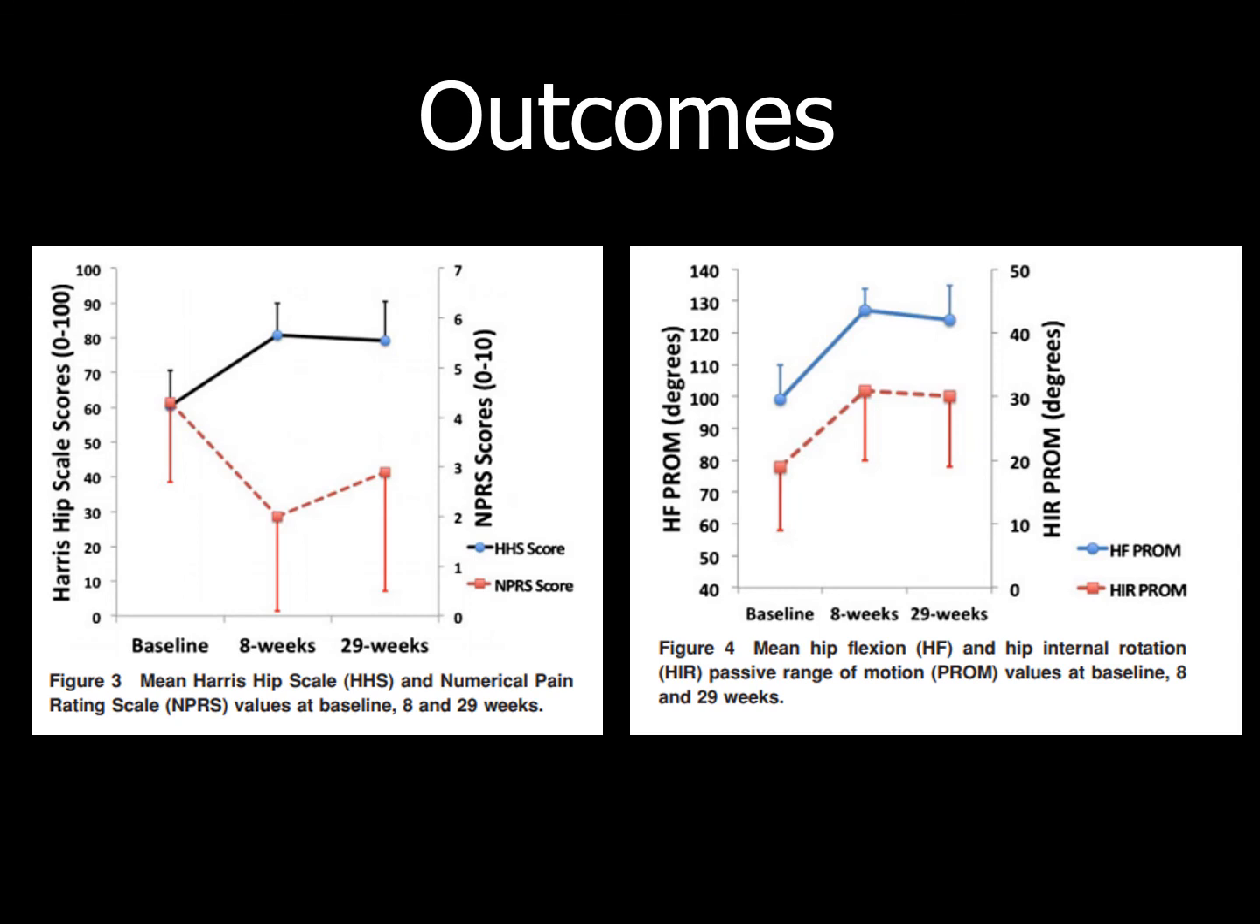The other thing I want to mention is that if you look at the Harris hip scale score and you look at the NPRS, you notice that between 8 and 29 weeks, those individuals continue their home program, but you can see that those scores start to go down a little bit, meaning that the numeric pain rating scale score actually goes up, meaning they have a little bit of increased pain. And you look at that trend for the Harris hip scale score, it's starting to go down a little bit, meaning that function is starting to decline.